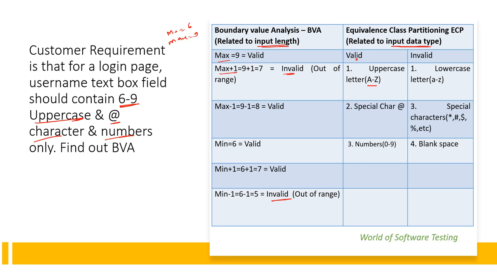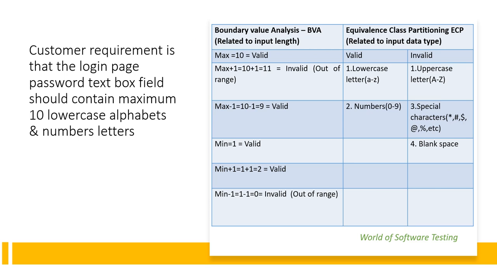These are the valid inputs. So the special character @ we can accept here, and numbers. Numbers are 0 to 9, so we can accept these numbers. And the invalid inputs are lowercase a to z, other special characters, and then the blank space. So again, with the help of this, we can reduce the range here, and we can test the username text box field.